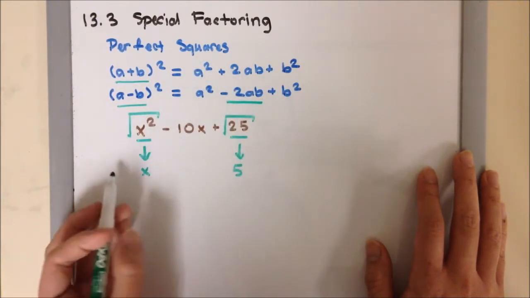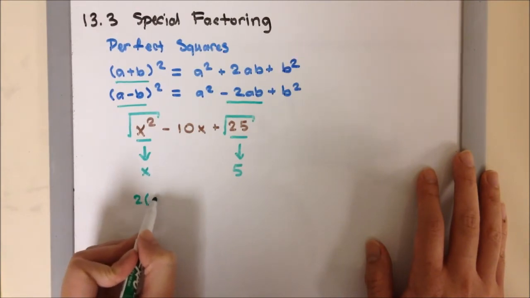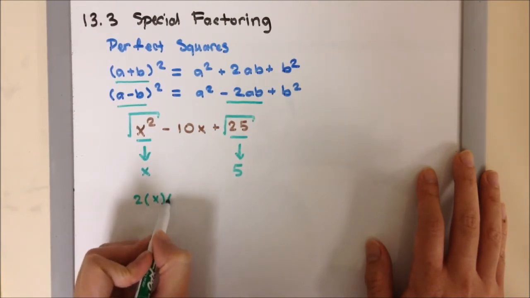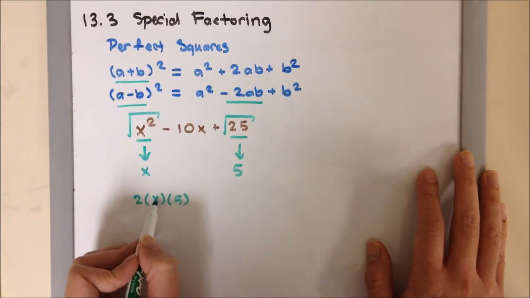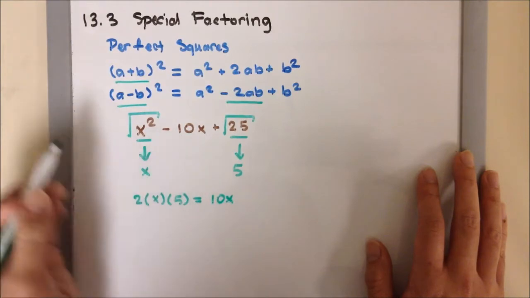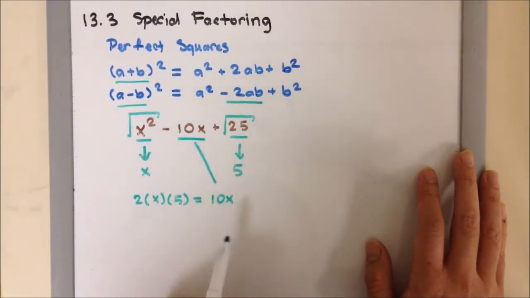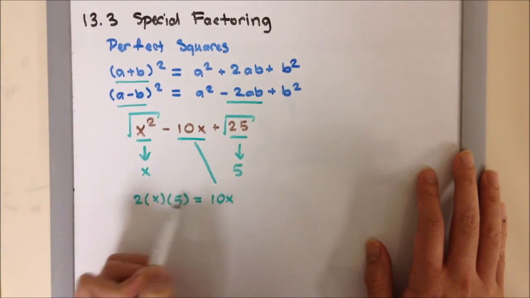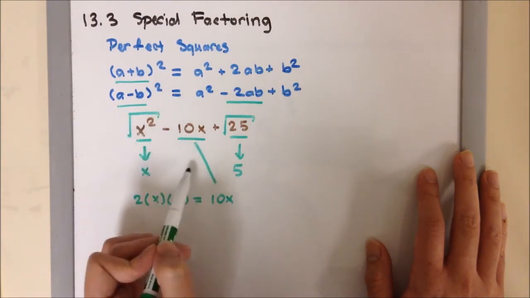So to double check if this is a perfect square, I'm going to follow this form right here. I'm going to do 2 times my a value, which is x, and then my b value, which is 5. I'm just going to multiply straight across. 2 times x is 2x, and then 2x times 5 is 10x. So it matches with this. Since my 2 times a times b equals 10x, this is a perfect square.